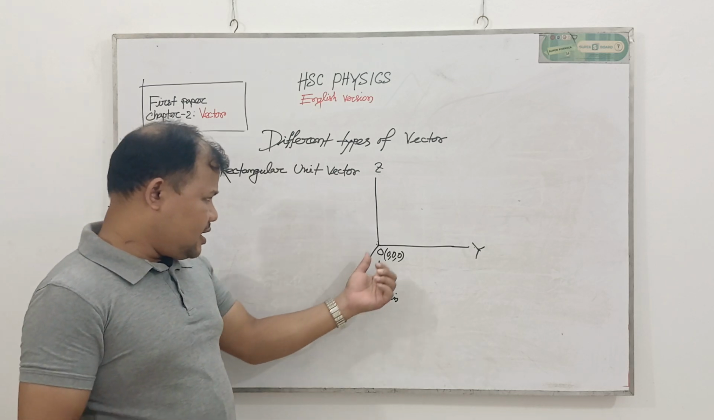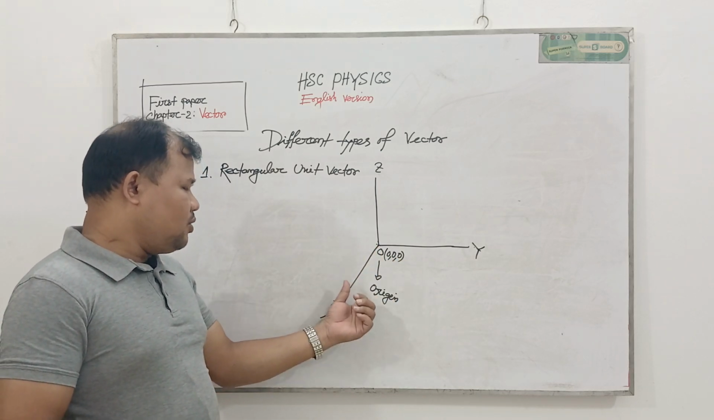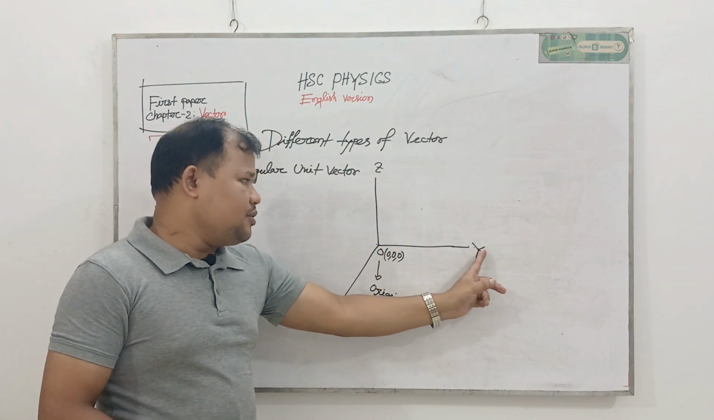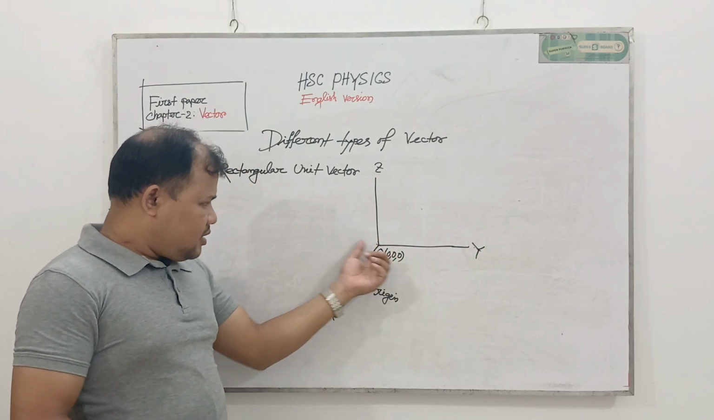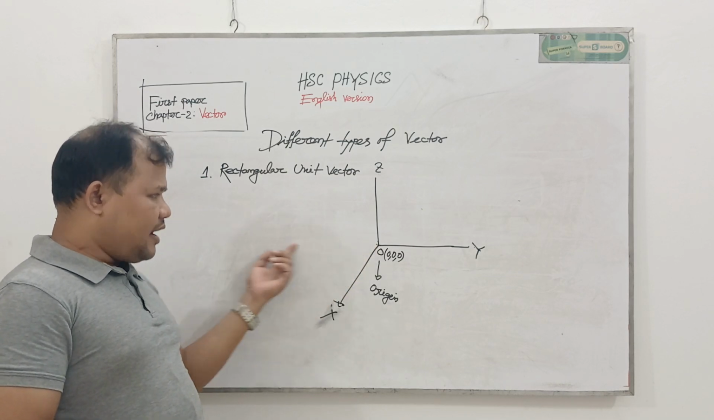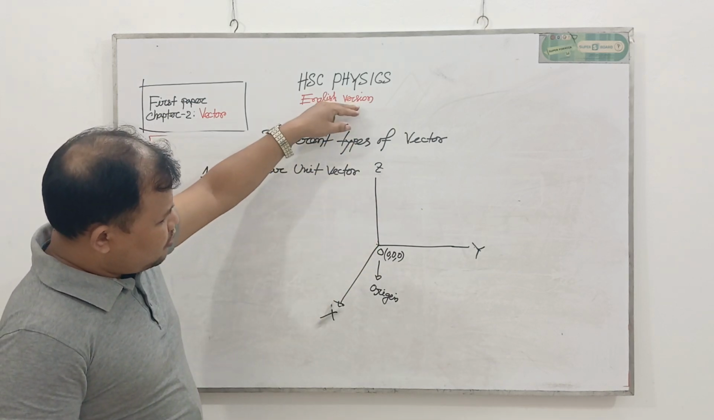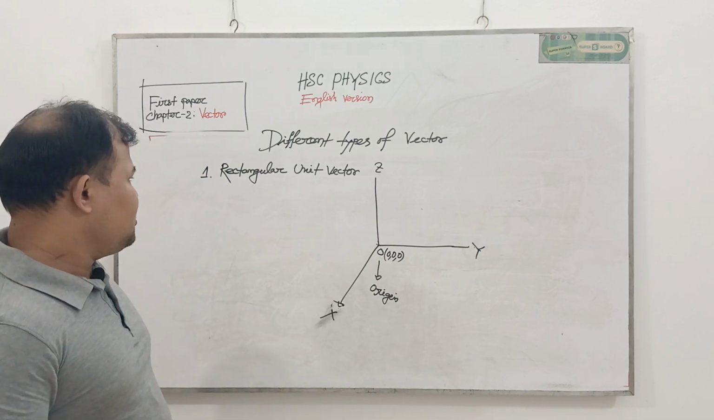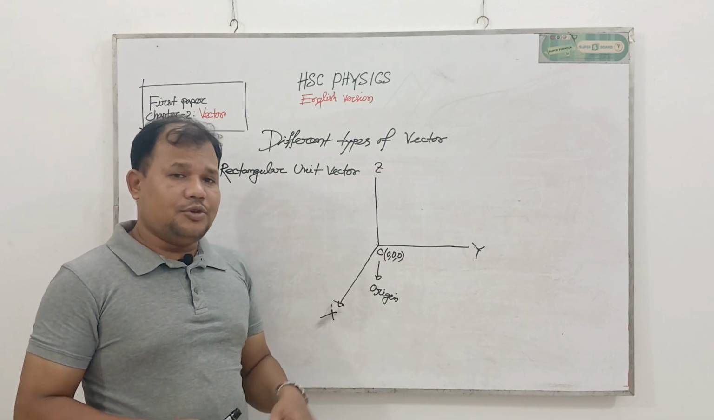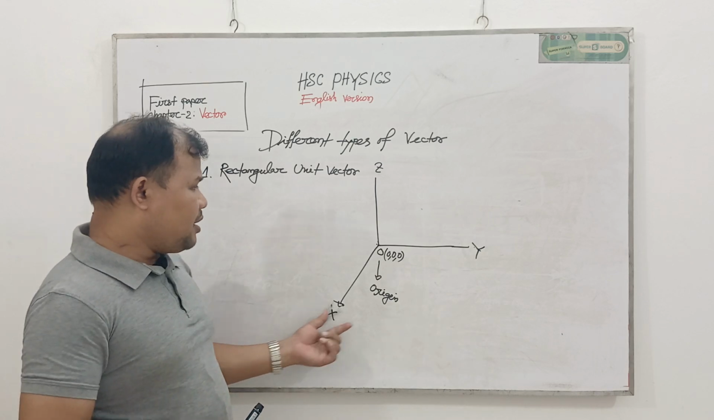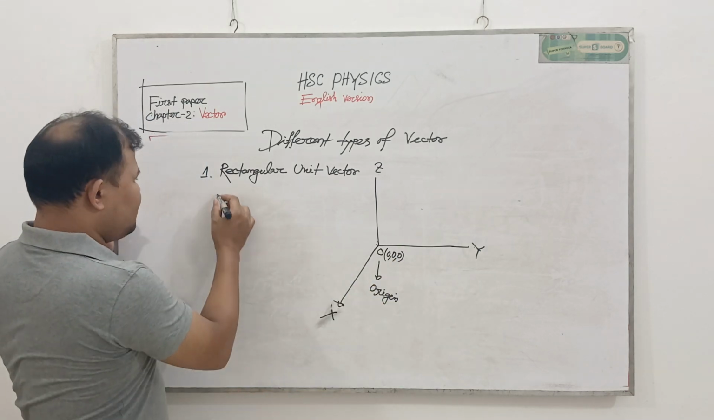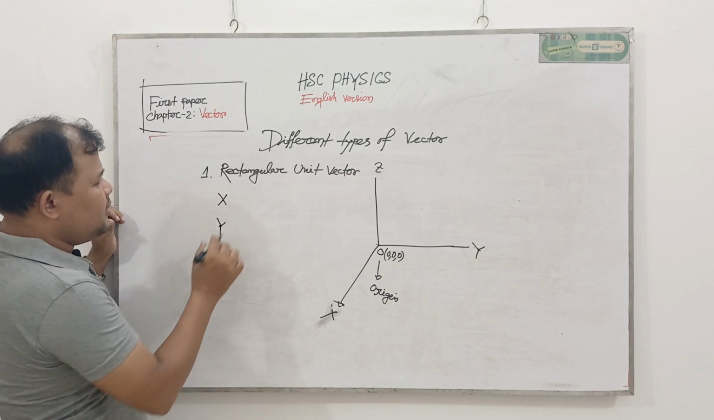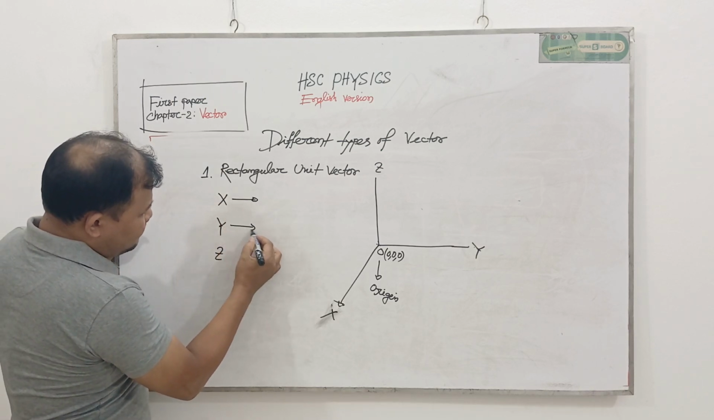Here also has a negative side of the x-axis. If this is the positive side of the y-axis, in this direction there is a negative side. If this direction is positive, the downward direction is negative. My dear students, in our Cartesian coordinate system, we use three perpendicular axes: the x-axis, the y-axis and the z-axis. These three axes are perpendicular to each other.